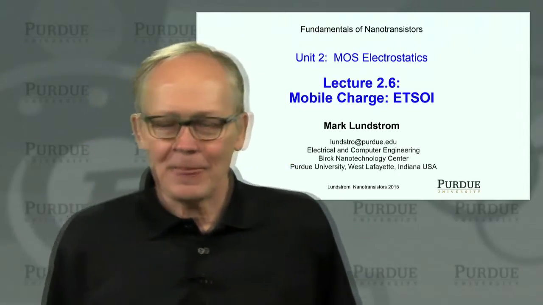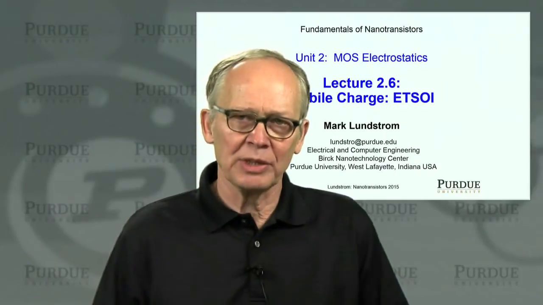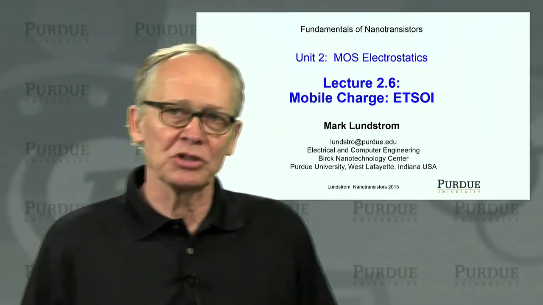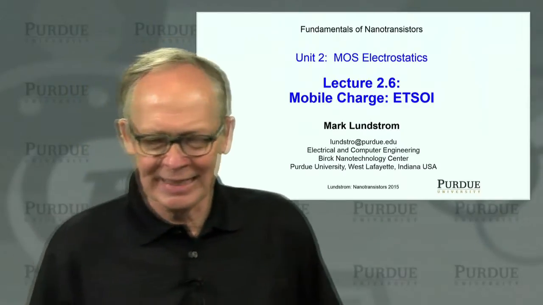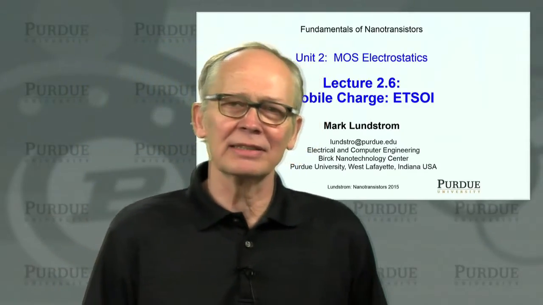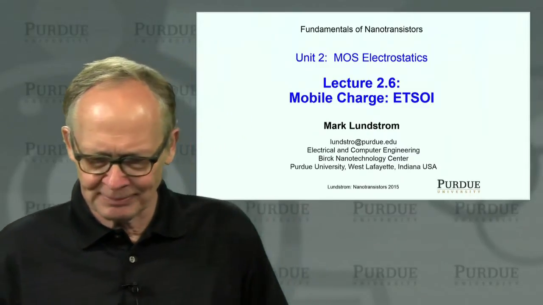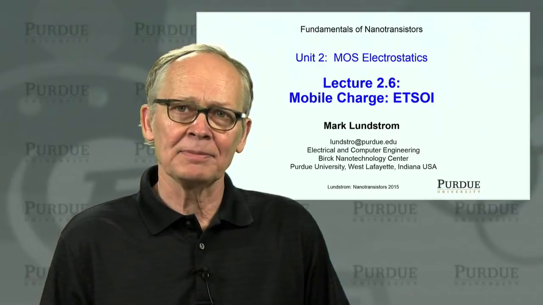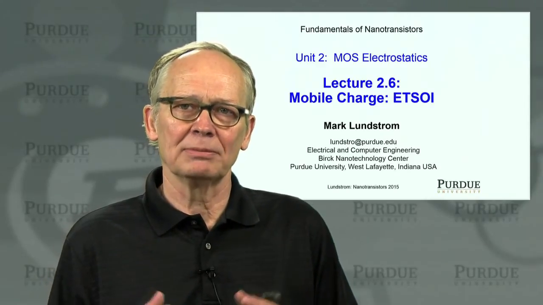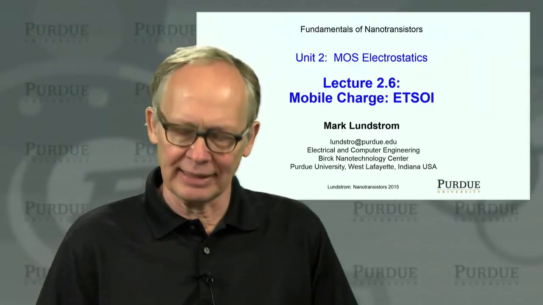Welcome back. We are in the middle of 2 lectures in this unit now, in which we are talking about how the mobile charge varies as a function of surface potential and gate voltage. It's the mobile charge that we're interested in because that's the charge that carries the current from the source to the drain. In the last lecture, we talked about this topic in the context of bulk CMOS. That is, a wafer that we could consider infinitely thick.